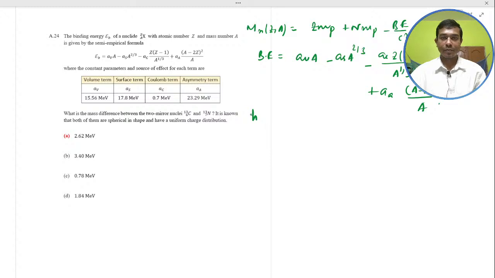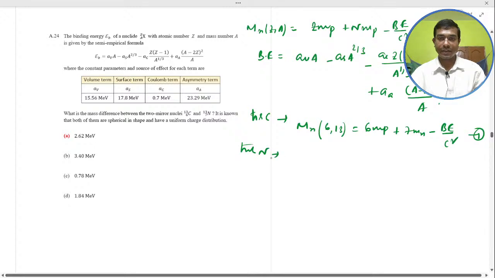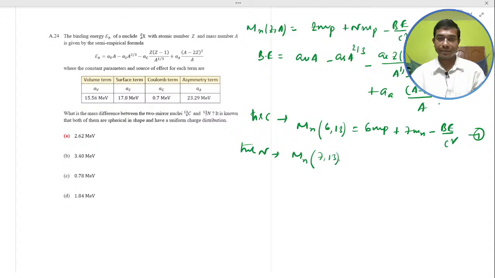So for carbon, that is carbon 13, 6 protons and 7 neutrons: 6 Mp plus 7 Mn minus binding energy by c square. This is equation 1. And for the nitrogen, this is what? 7 and 13. 7 Mp plus 6 Mn minus binding energy by c square. This is equation number 2.